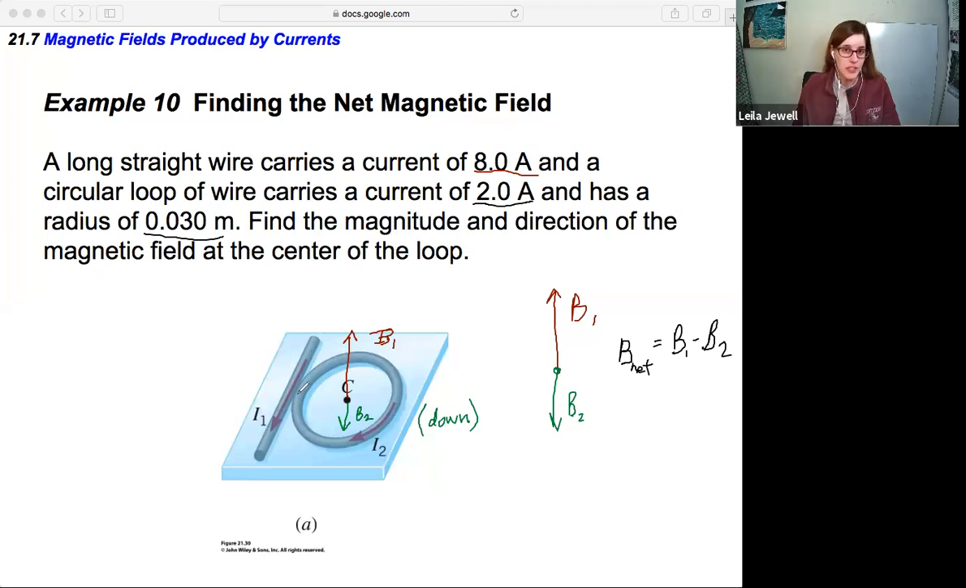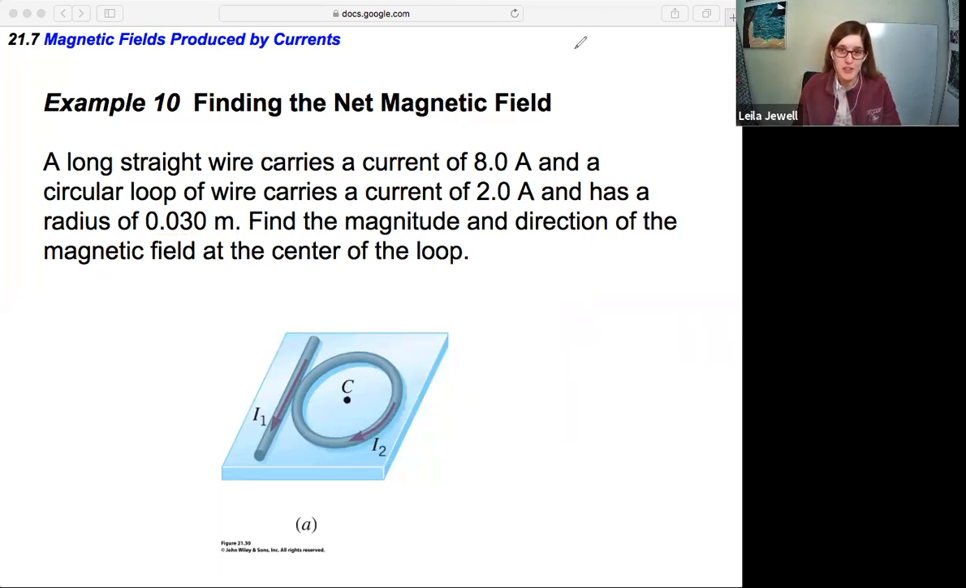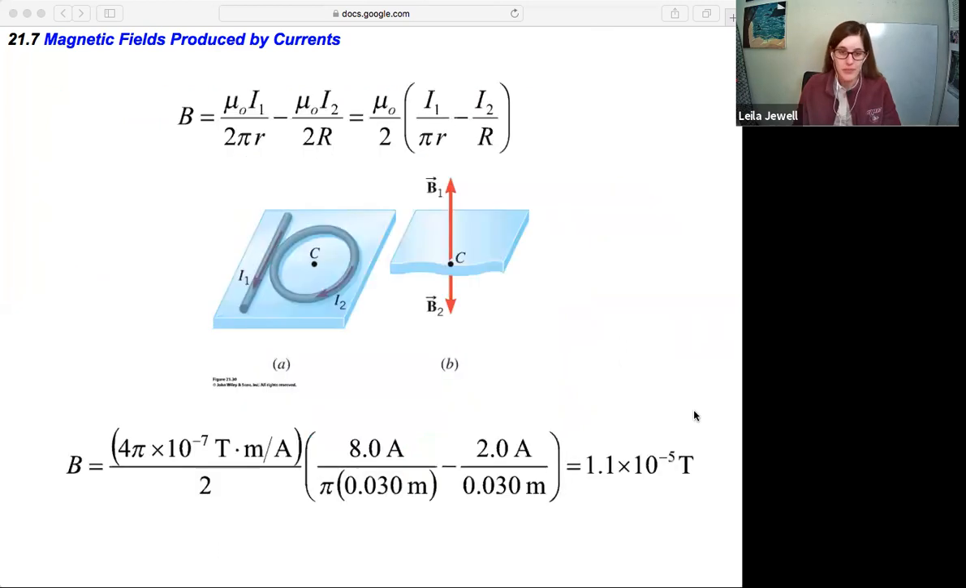Well, notice because the picture shows them right next to each other, that r distance is just going to be the radius of the circle. So we're going to use the same r for each of them. Let's see how that plays out in the calculation.